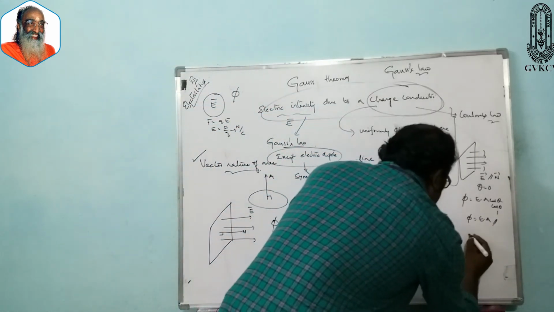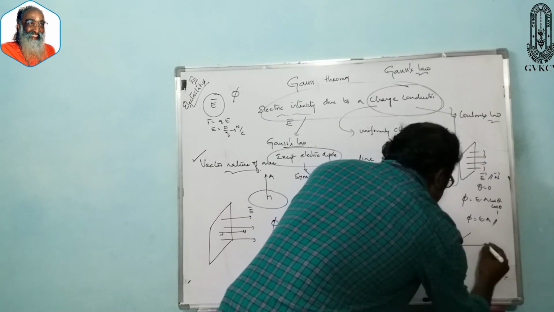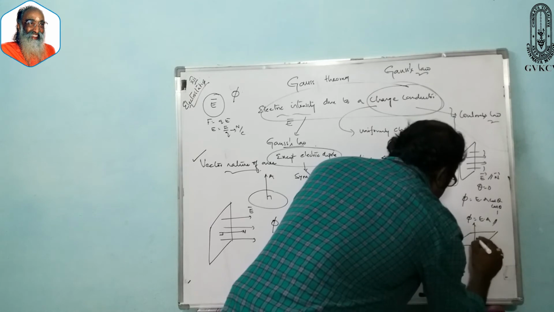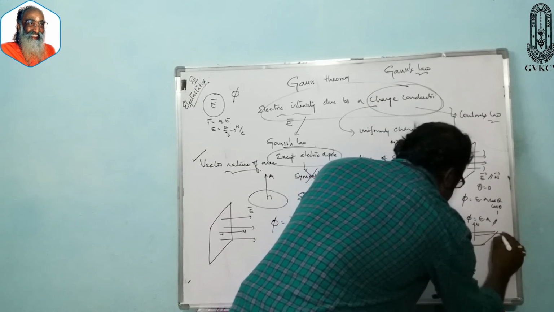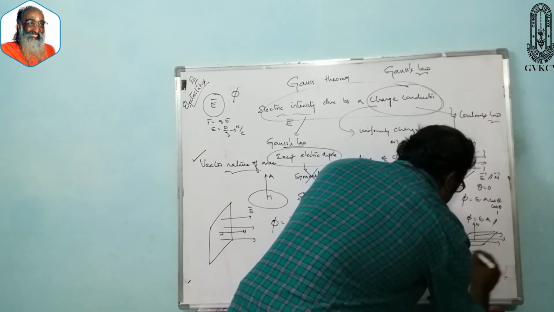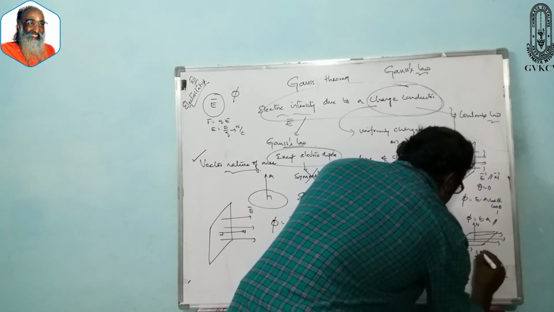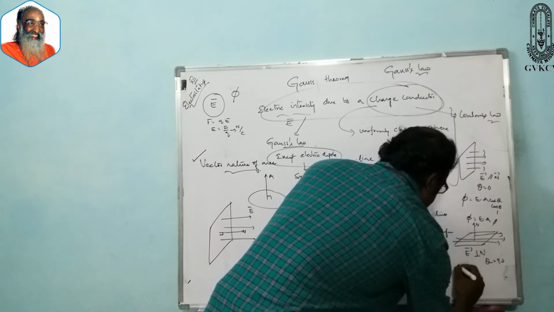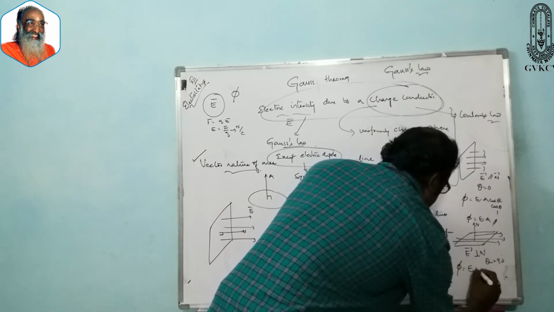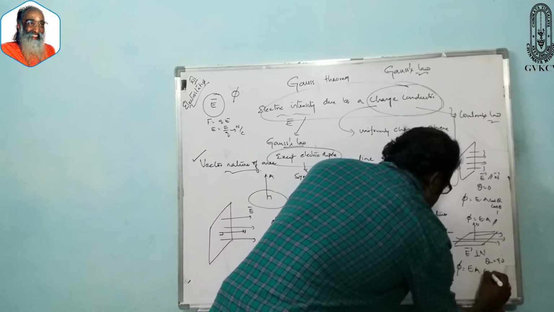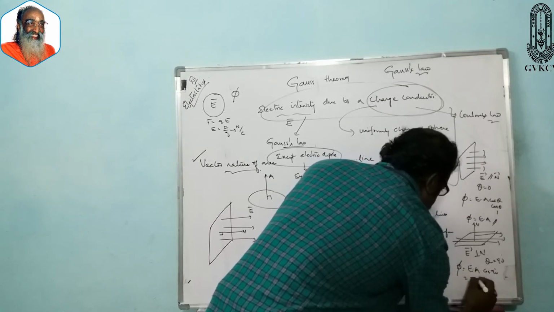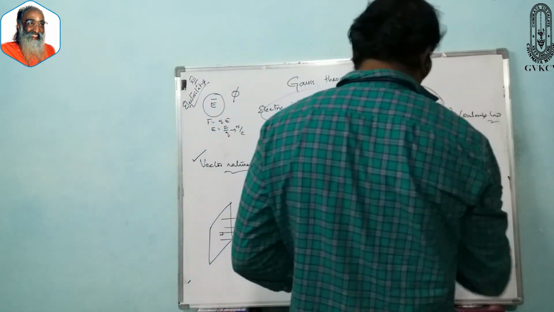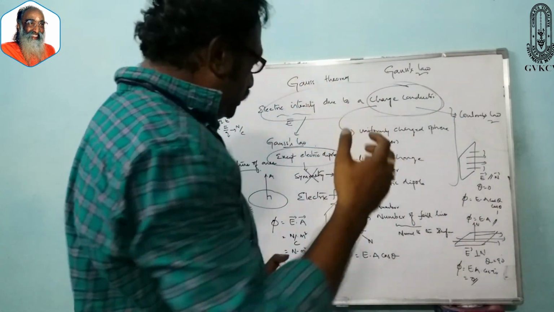Suppose this is the surface and this is the normal, and the electric field is in this direction. Now E is perpendicular to N, which means theta is equal to 90 degrees, so phi is equal to EA cos 90. Cos 90 is 0, so this becomes 0. So phi is equal to 0. This is how we go about finding phi.